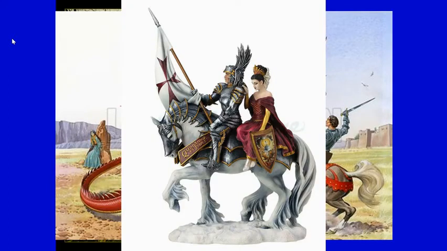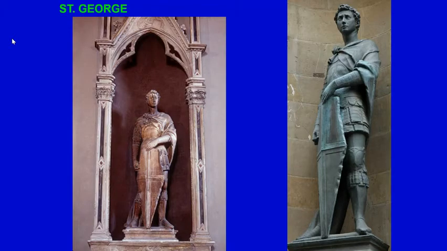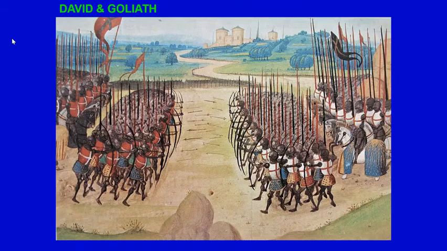And then so that's him coming back with the maiden that he rescued. Anyways, that's the story of Saint George and the dragon. Well, this is the sculpture of Saint George by Donatello, and a very famous sculpture. And this is the one that I want you guys to remember.